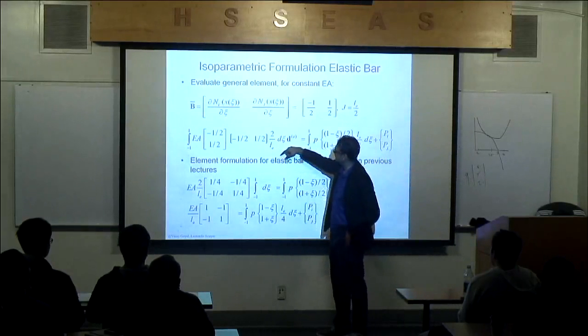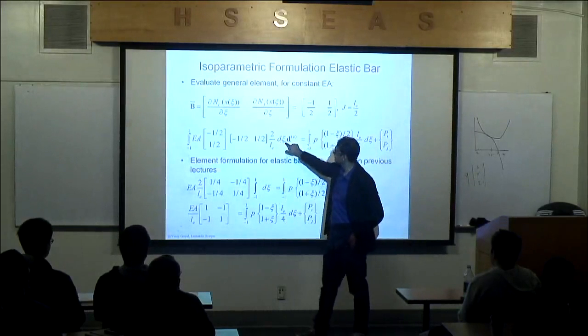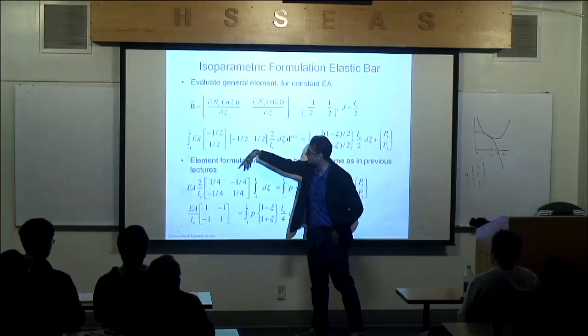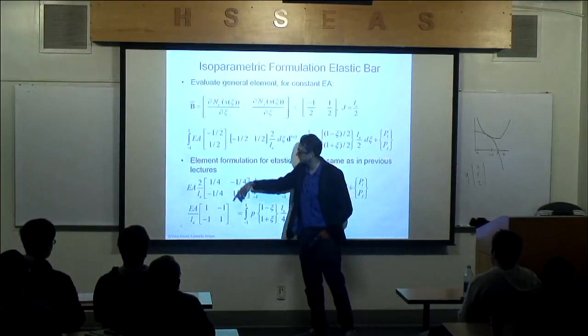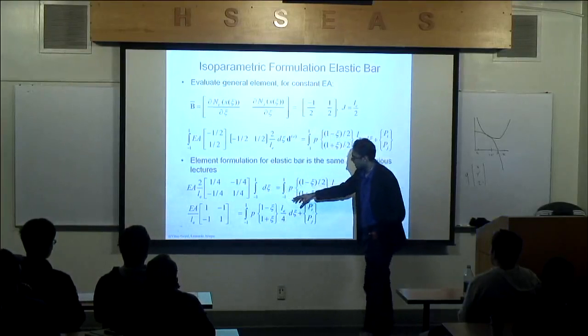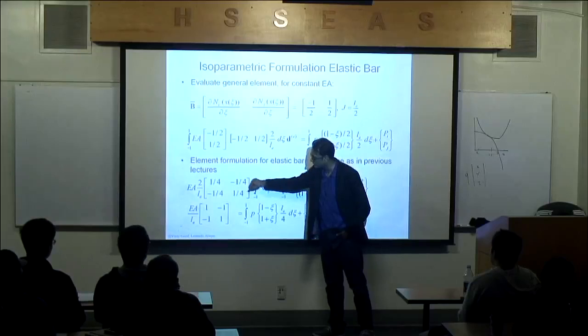You can see very quickly that none of this depends on dξ. None of these things. So that goes outside the integral. If EA is constant, of course, element to element, take it outside. And the integral from -1 to 1 gives you 2. 2 times 2 is 4. 1 over 4 is 1.